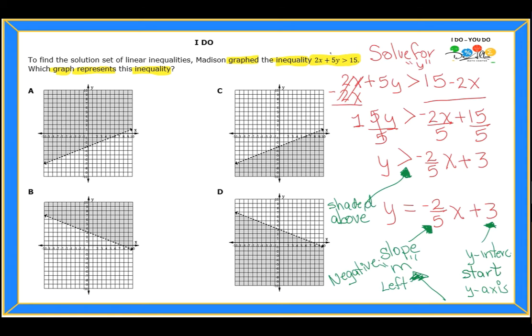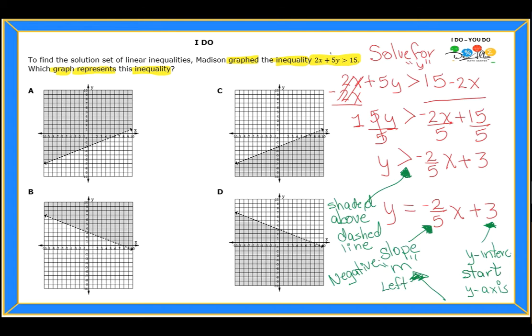And since I don't see the little line underneath the inequality sign, then the line is not going to be a solid line. It's going to be a dashed line. You know what a dashed line is, right? Kind of like a dotted line. Sometimes we call it a broken line. Okay? So very good. Let's go ahead and check on the answer choices.